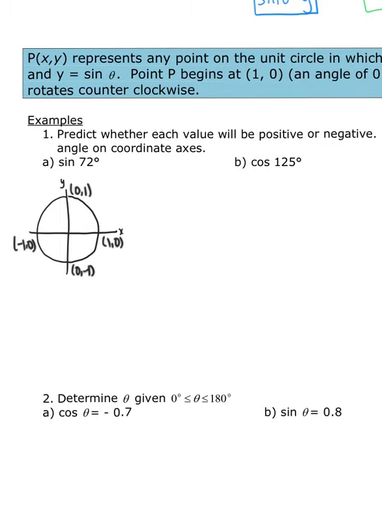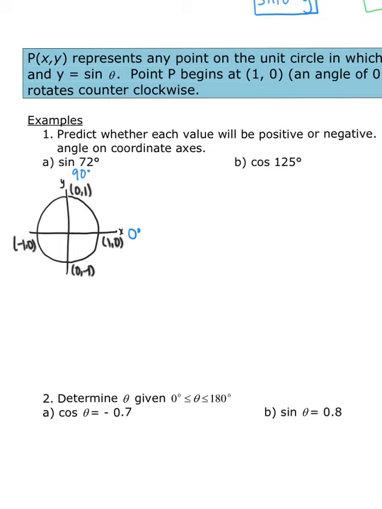You may want to get used to writing the coordinates of where the unit circle meets the axes, which I've done here. And then since we want 72 degrees, I'm going to say where 0 degrees is at 90 degrees, because 72 is somewhere between 0 and 90, so it's in quadrant 1.